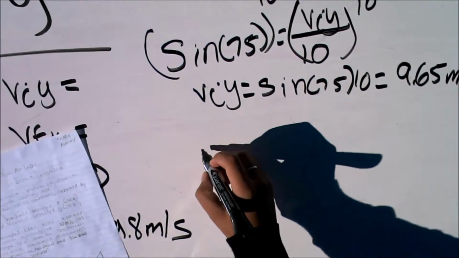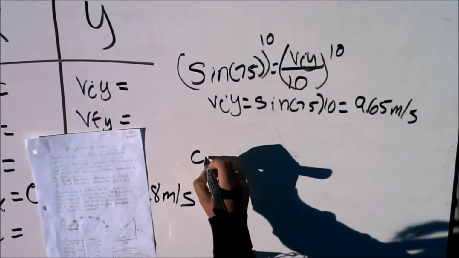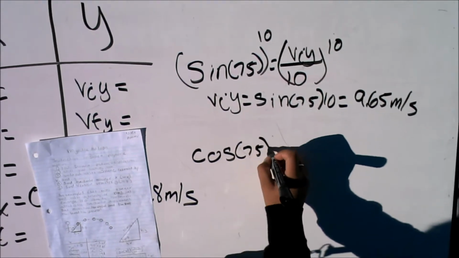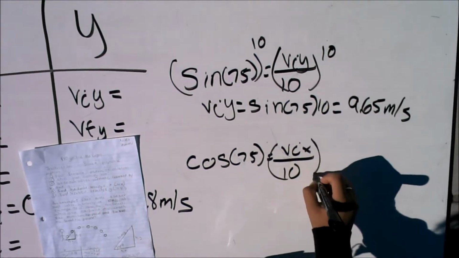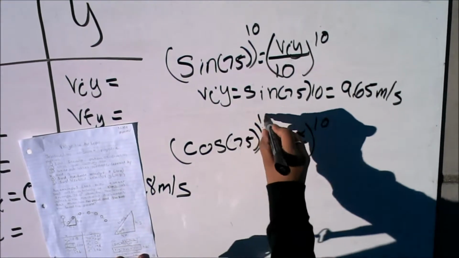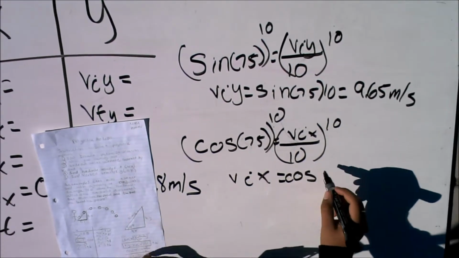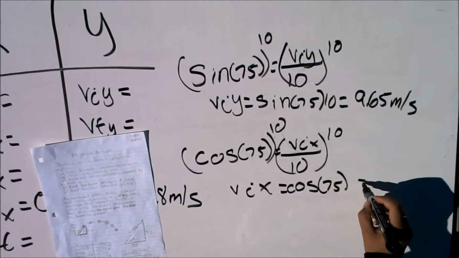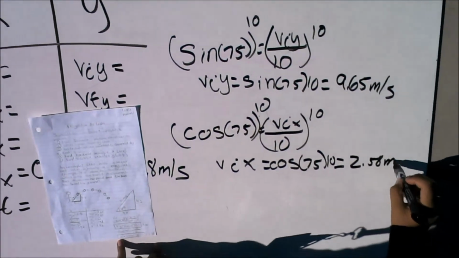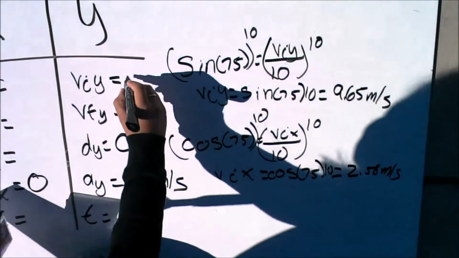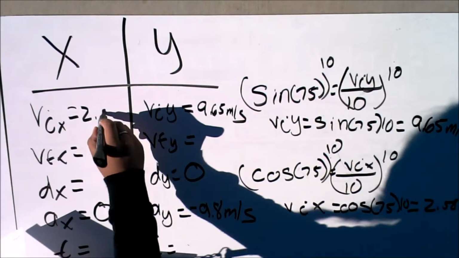And you do the same thing for the horizontal velocity, so it's cosine of 75 times 10, and that would be 2.58 meters per second. So you just write it over here and over here.